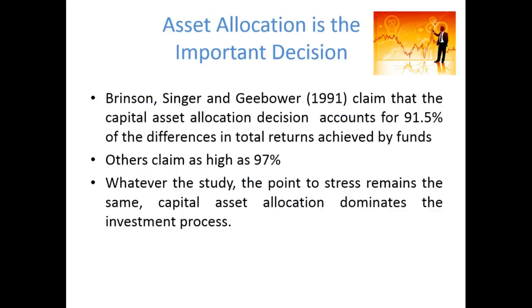Similarly, academic studies have found that the proportion of overall difference in performance explained by asset allocation is anywhere from 90 up to 97%. So while the number itself varies across different studies and different statements, the point to stress remains the same. The asset allocation decision dominates the investment process, hence it's a really important consideration for all investors.